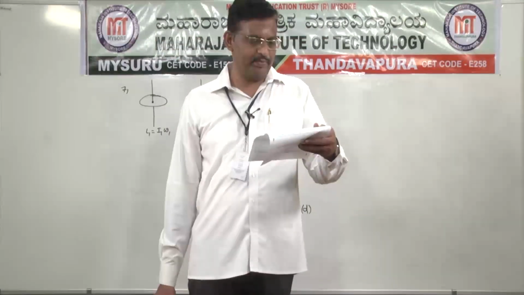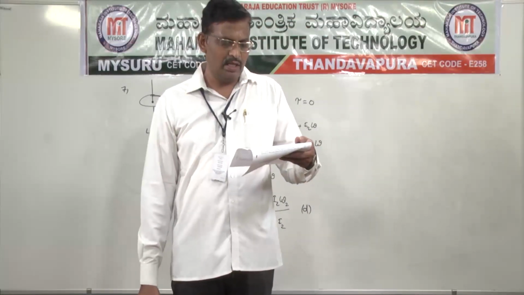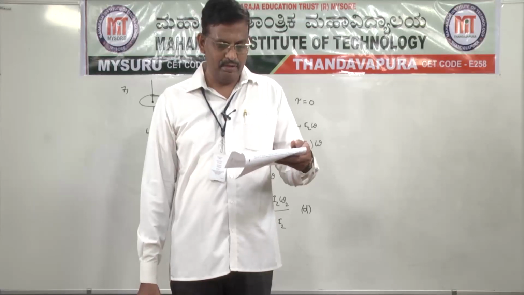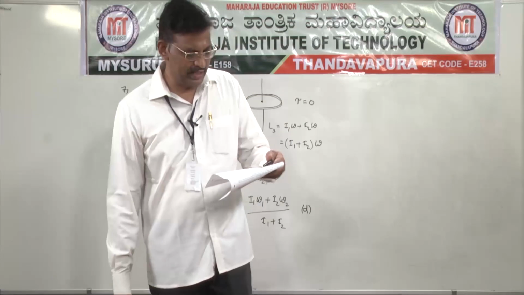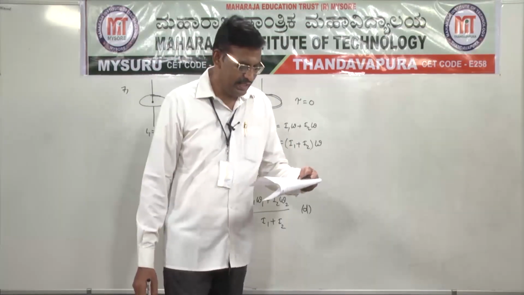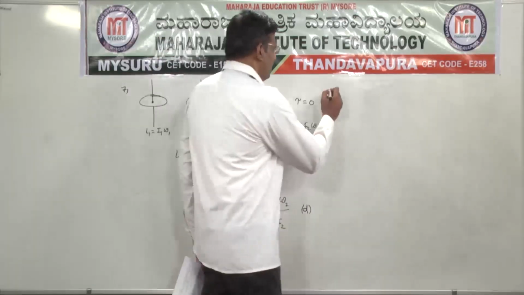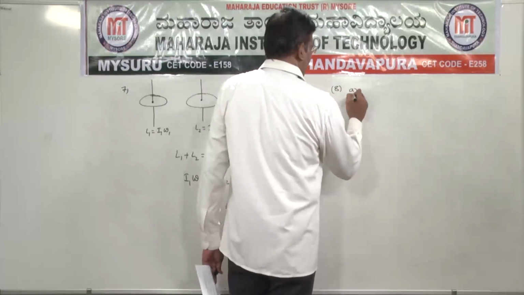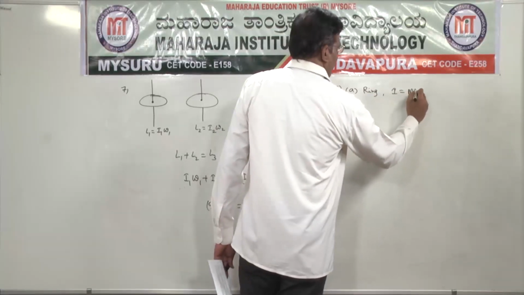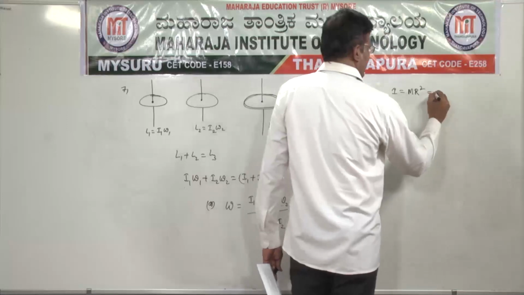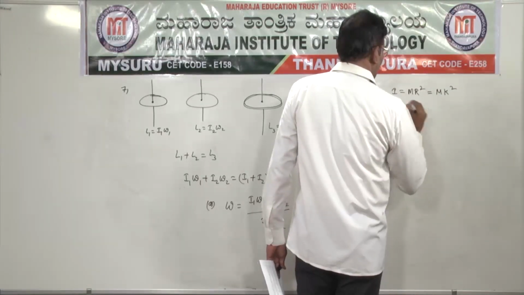Next, question number 8. A ring and a disc have the same mass and roll without slipping with the same linear velocity v. If the rotational kinetic energy of the ring is 8 joule, the kinetic energy of the disc is. So in question number 8, first of all, for a ring, I is equal to mr square. If it is compared with mk square, so k square is equal to r square.